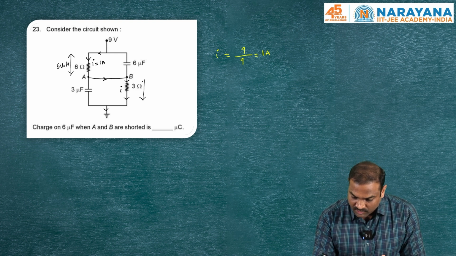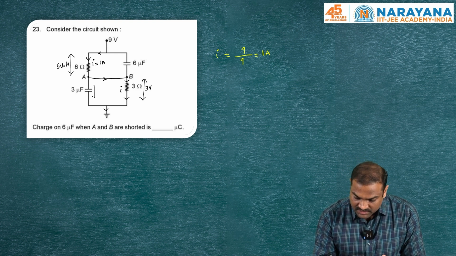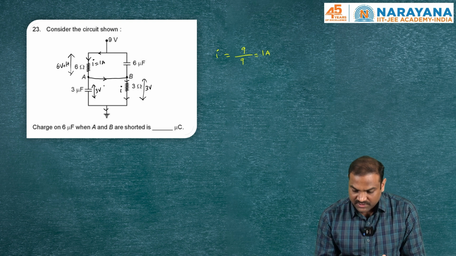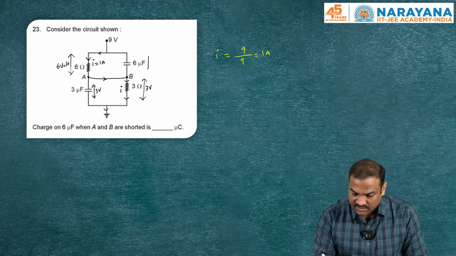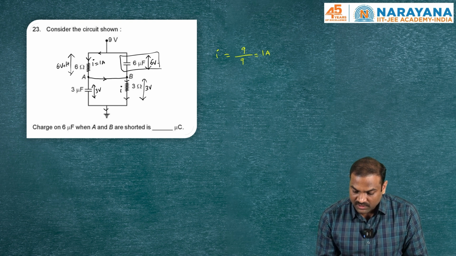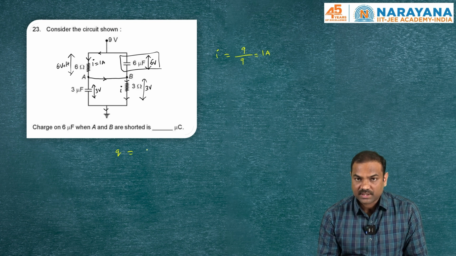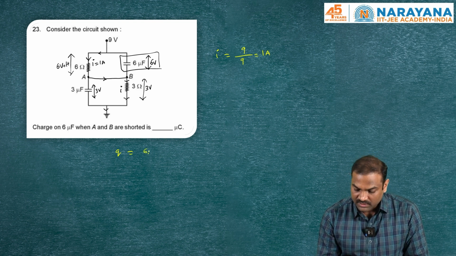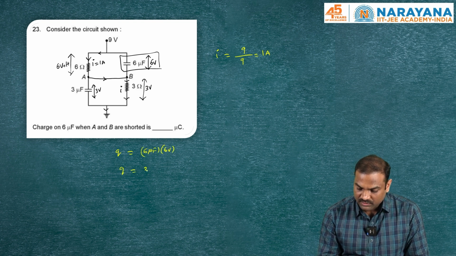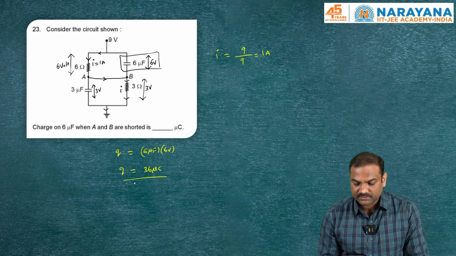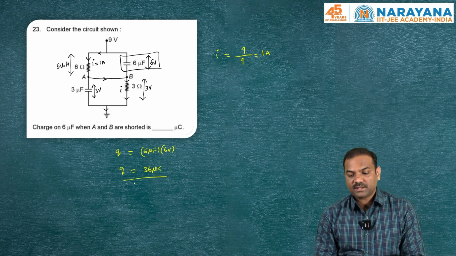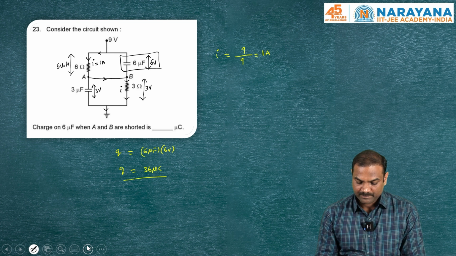And across the 3 ohm it will be 3 volt, which is not required for us. Actually they are asking for across the 6 ohm, which is 6 volt. So then what is the charge on the capacitor? The final charge on the capacitor I can write as Q is equal to CV. Applying the formula, 6 microfarad into 6 volt, the charge goes to 36 microcoulomb. So this is the final charge on the capacitor.